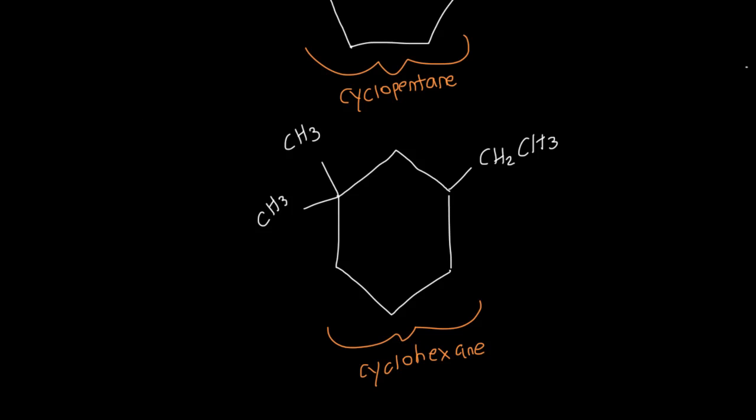Now, how are we going to number this? We have more than 1 branch, so we do need to take into consideration putting numbers in. Like I said, the same system always applies. You want your first point of difference to be given the lower number.